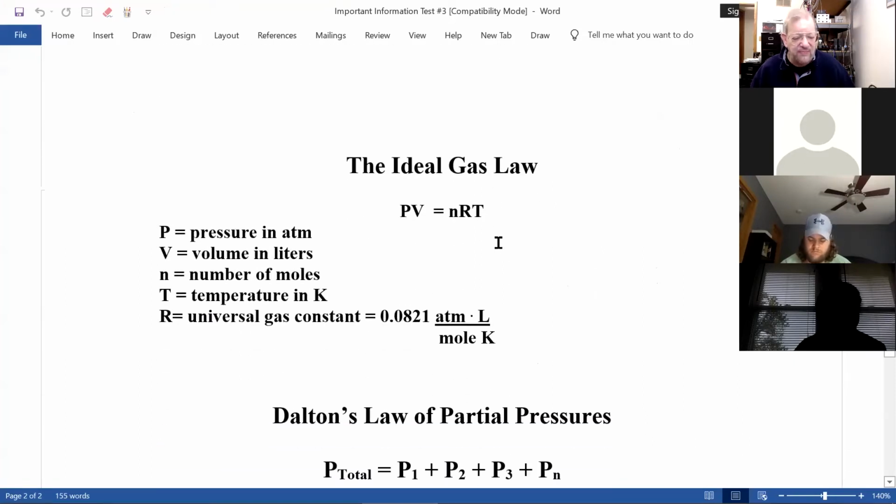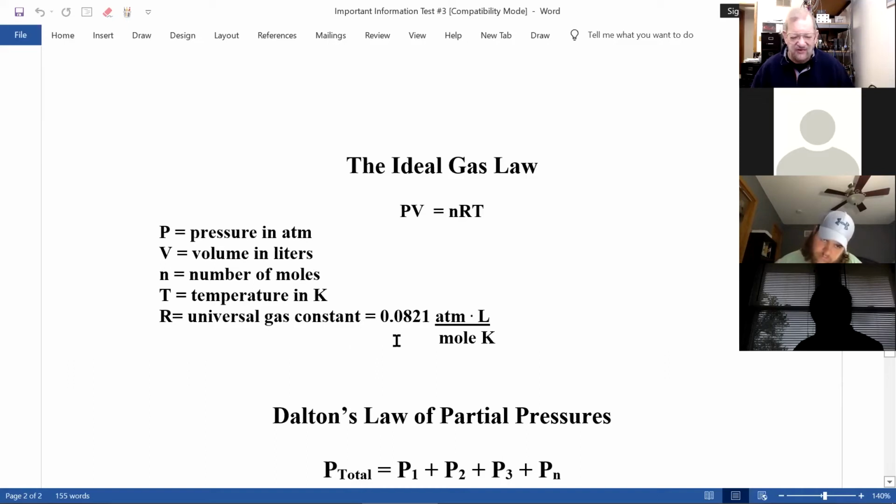Now, if you look at important information, test number 3, you'll see the ideal gas law, PV equals nRT. Now, in the ideal gas law, which is Dr. White's favorite mathematical equation in all of chemistry, yep, I like this, P is pressure, but it has to be in atmospheres. V is volume. It has to be in liters. N is moles. Oh, you know what moles are. And temperature is Kelvin, it has to be in Kelvin. And R is the universal gas law constant.